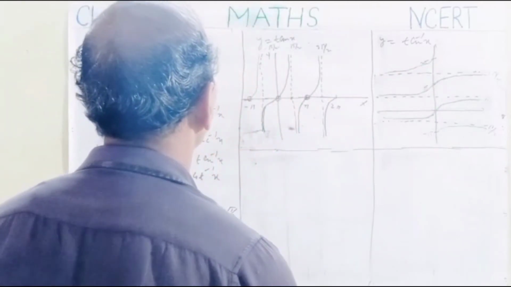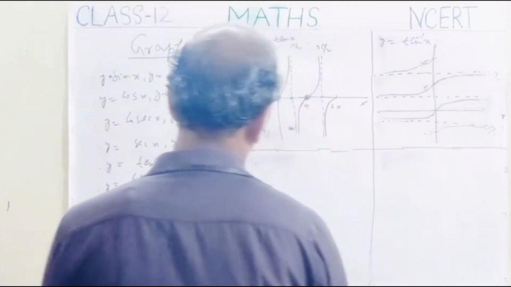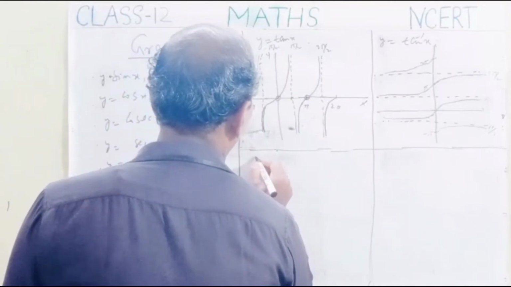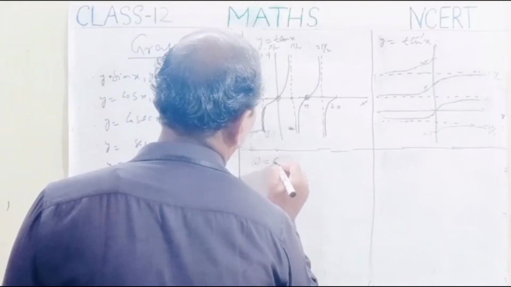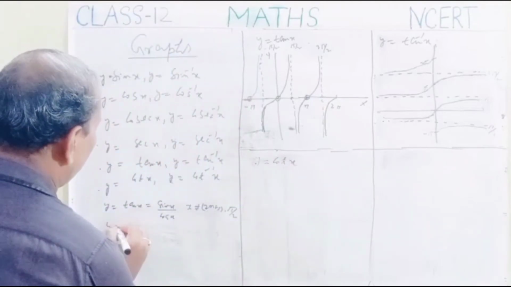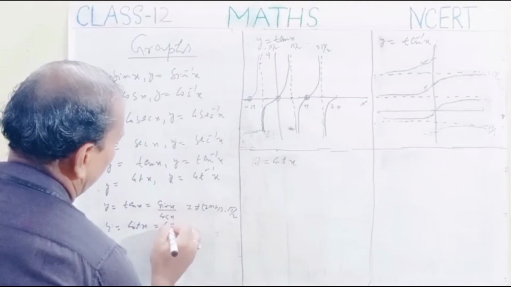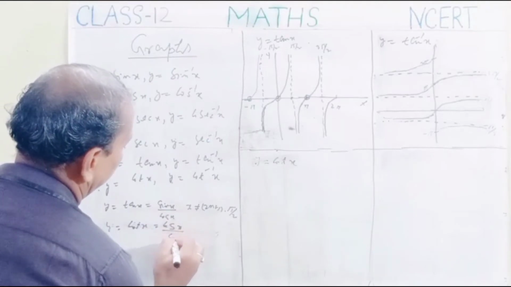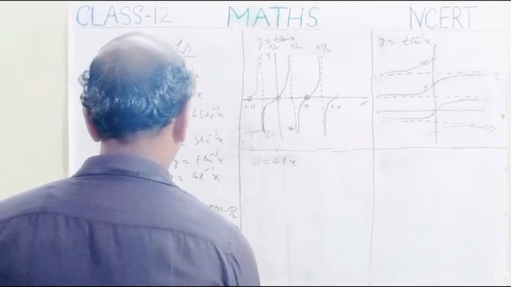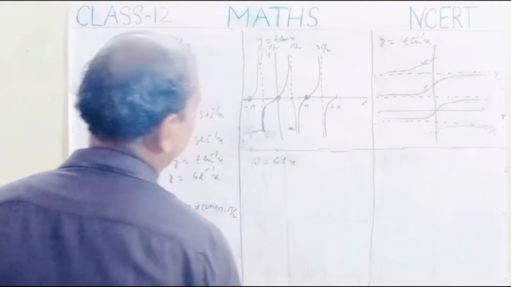Now I will take the next one, that is cot x and cot inverse x. So I'm writing here y is equal to cot x. Cot x means what? This is cos x divided by sin x. So sin x must not be equal to 0, which indicates that x is not equal to n pi.